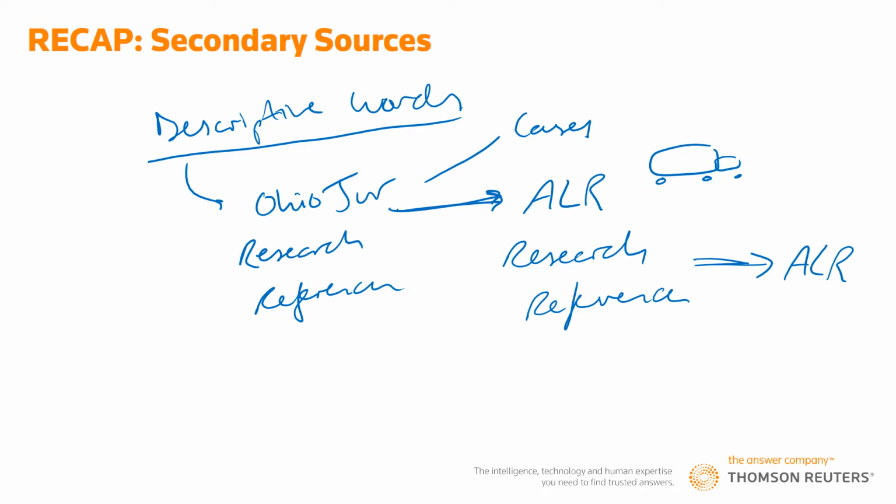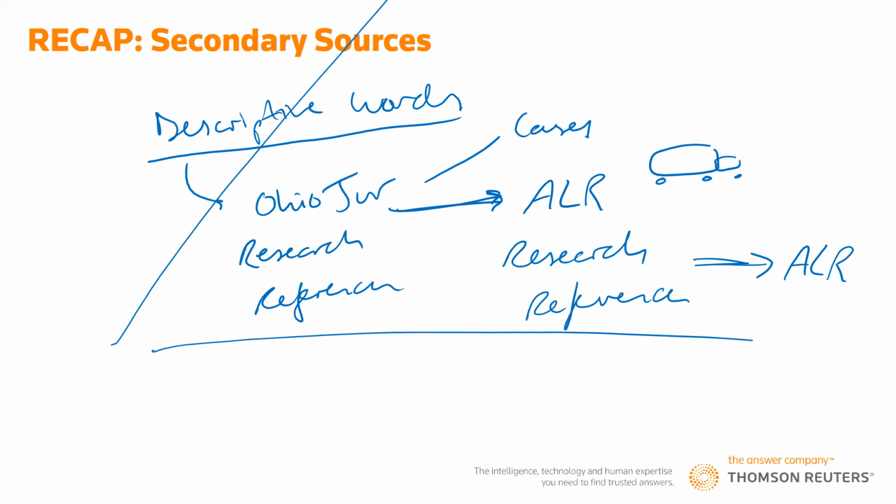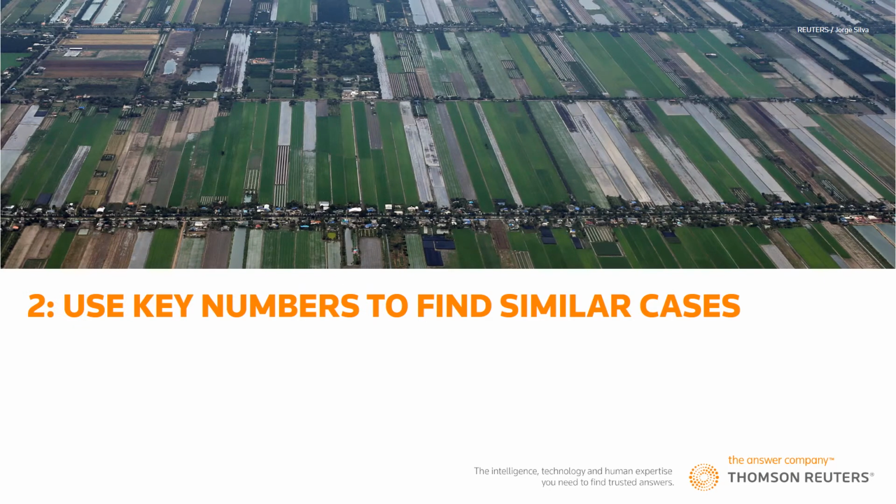So this is the basic level of the West Research Pyramid, right? This is the very bottom of it. So hopefully you're following along, you're excited, enthused about what we've found, because it's going to make the next two parts very straightforward. Start with the secondary sources, just as we've done right here. The next step is to use the key number system to find similar cases.